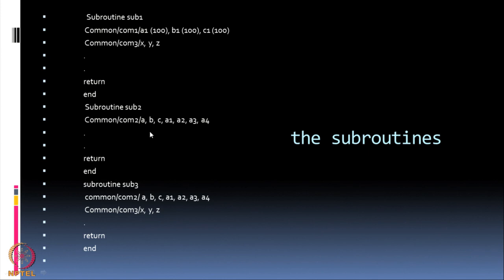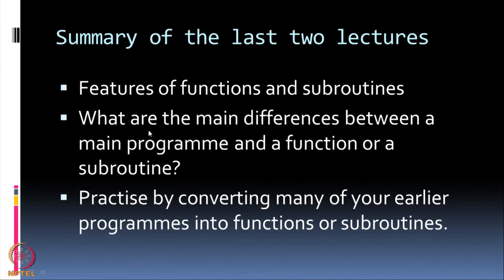So, now let us see what we have done so far, what is our summary now? We have discussed features of functions and subroutines and what are the main differences between a main program and a function subroutine. So, the main program has lot of input and output. What does a function do? It returns exactly one value, and the name of the function is important because the name of the function itself is a variable.